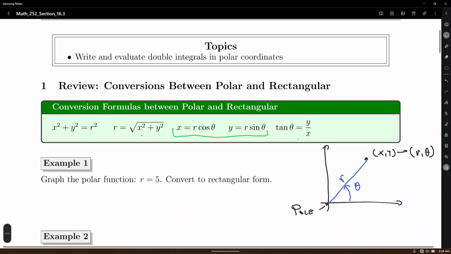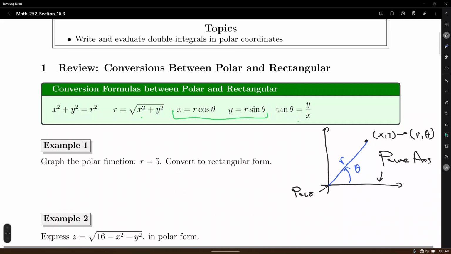It's called the pole. And the reference axis, the positive x-axis, is also called the polar axis. That's the reference from which we go to either positive angles, positive orientation, which is counterclockwise, or negative angles, negative orientation, which is clockwise. That's what you know from trigonometry.